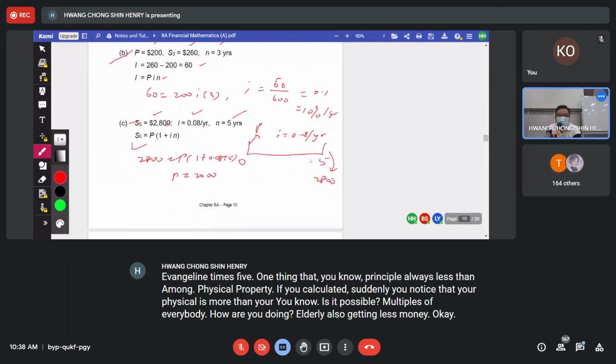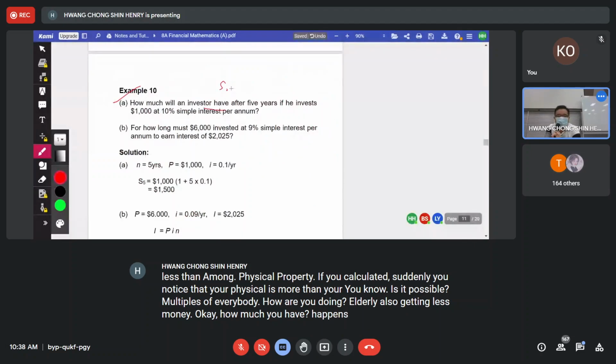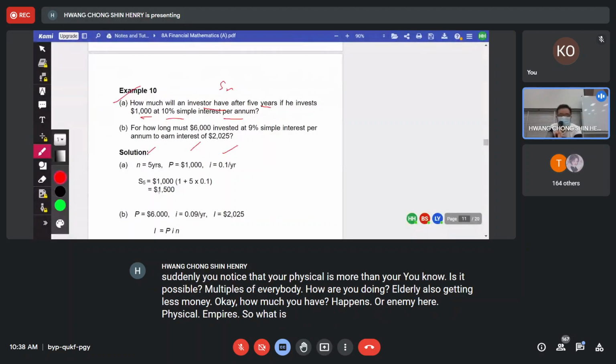Okay, example 10. Can we go through it quickly? How much will the investor have, meaning the SN, after 5 years, if you invest 1,000 at 10% per annum, so 0.1 per year, principal, and 5 years. So what is your S5? P times 1 plus IN, fair enough? The formula. Okay, 1,500.